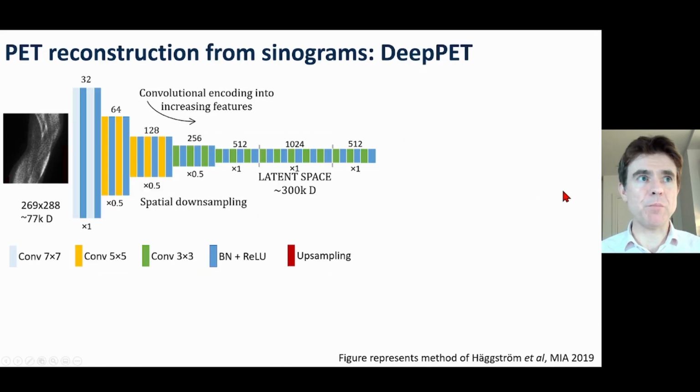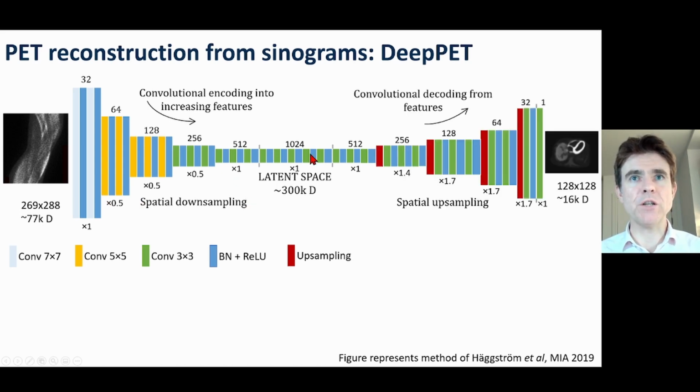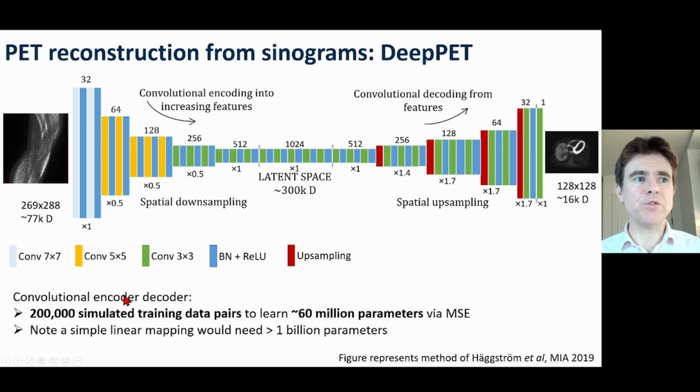So this is what was done with DeepPET. They trained an encoder and a decoder, a convolutional encoder, convolutional decoder, in order to take sinograms here, these are a certain dimension, just 2D sinograms, to re-express that information in the form of an image. And the point to note here is that they had to use 200,000 simulated training data pairs, simulated because you need to know what the ground truth is for a given sinogram, in order to learn the 60 million parameters, mainly for all these convolutional kernels in all of these layers.